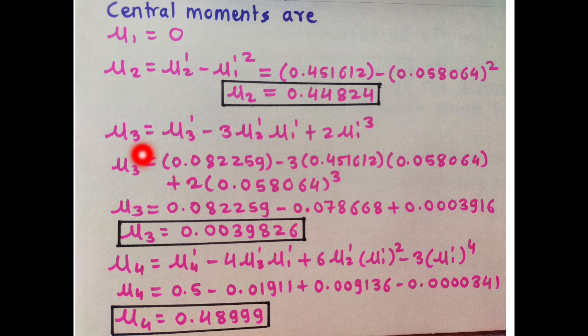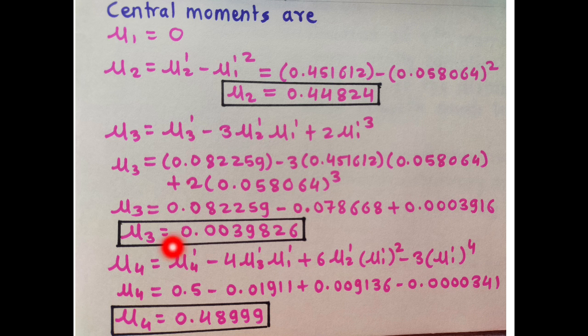We have the relation mu3 is equal to mu3 dash minus 3 mu2 dash into mu1 dash plus 2 mu1 dash cube. If we put the values of mu1 dash, mu2 dash and mu3 dash in this equation, then we get mu3 is equal to 0.0039826.